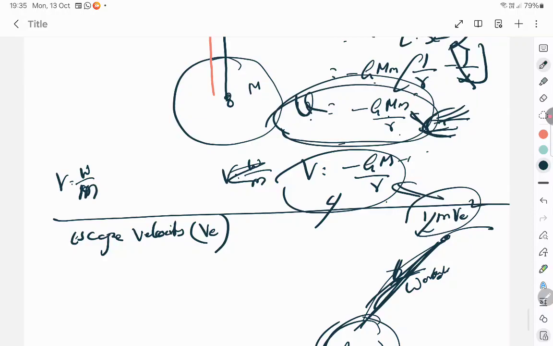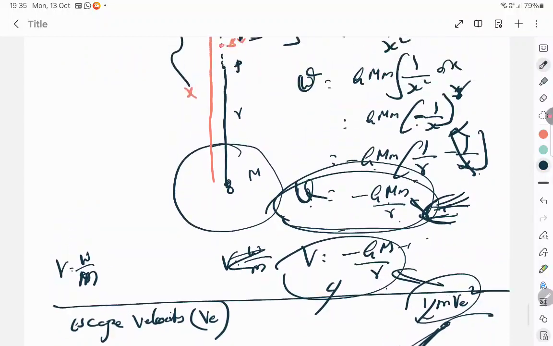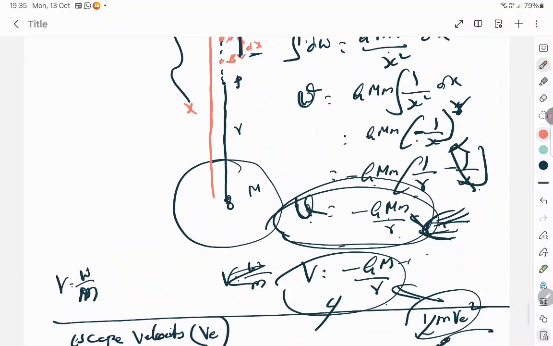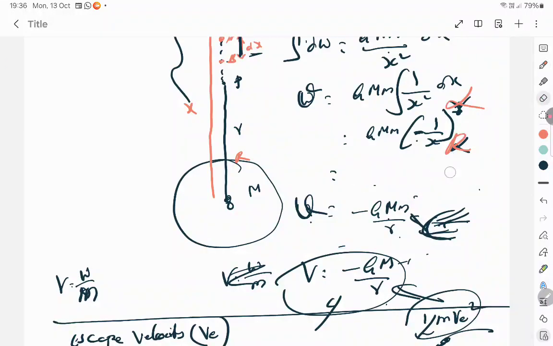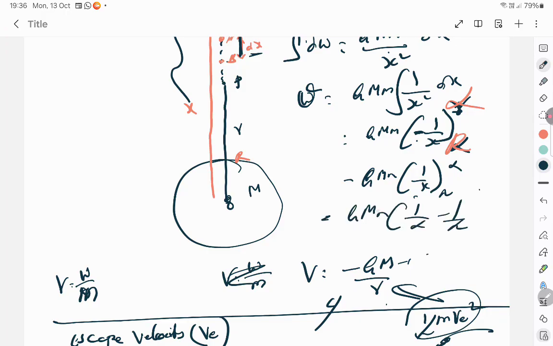But we have to do this derivation again, because in this we were bringing it from infinity to r, whereas in the second part of the derivation we're taking it from r to infinity. Because you're launching a satellite, the same derivation will continue and you'll write capital R to infinity. So the energy is minus G capital M small m into 1 by x from r to infinity. Upper limit is 1 by infinity minus 1 by r with a minus sign here. 1 by infinity will become 0. So it will be G capital M small m by capital R.